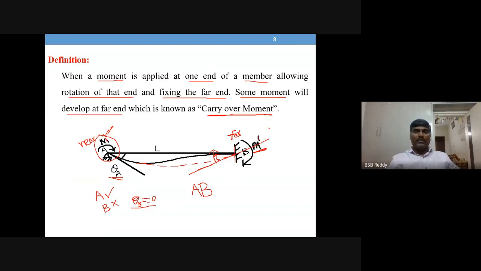So how do you define a carryover moment now? When a moment is applied at one end, which is allowed rotation, and the far end of that member is fixed, some moment will develop at the far end, which is called as carryover moment. Got it? So this is how we define carryover moment. How do you calculate carryover moment? Let us see that.